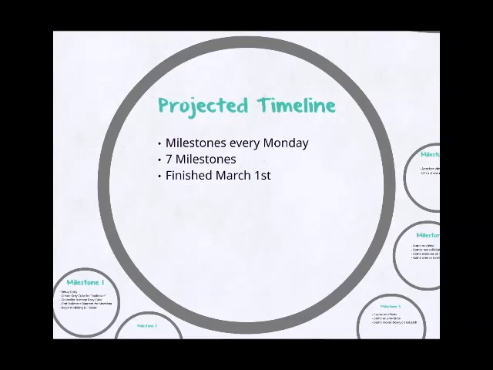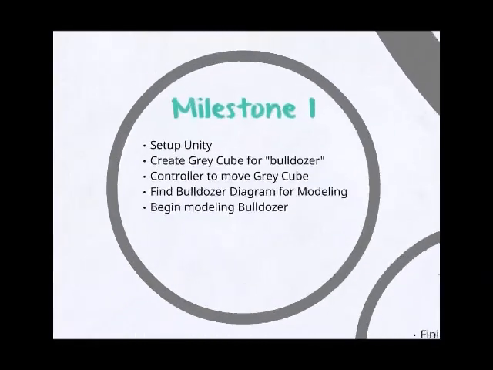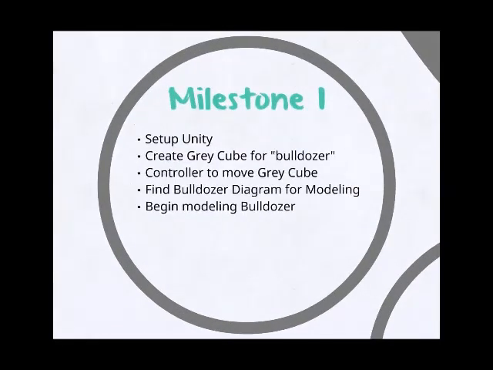So I only have 7 weeks left in the quarter. So let's make an arbitrary note of saying a milestone every Monday, and let's actually begin this coming Monday, in what, 3 days? 2 days? Sunday, yeah, 2 days. So first milestone, that should be this Monday. I want to have Unity set up. I want there to be a gray cube that will eventually be the bulldozer. I want the players to be able to move the gray cube with a controller, and I want to start building the bulldozer model.